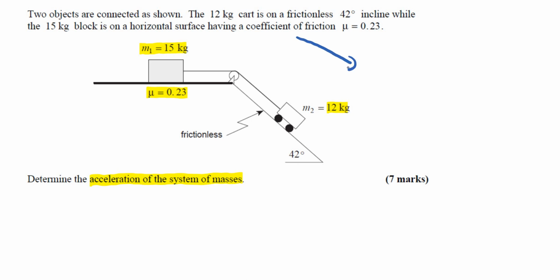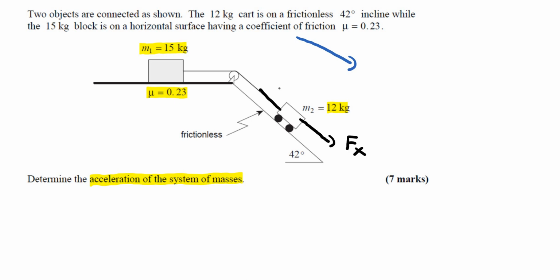Let's go ahead and find all the forces so that we can create an F-net equation for this entire system. Okay, so let's talk about the horizontal force here. The horizontal force, which is parallel to the incline, we label that F of x.